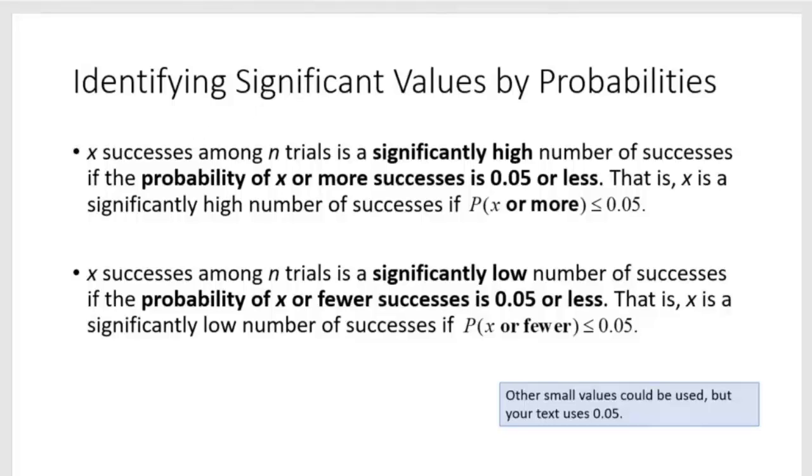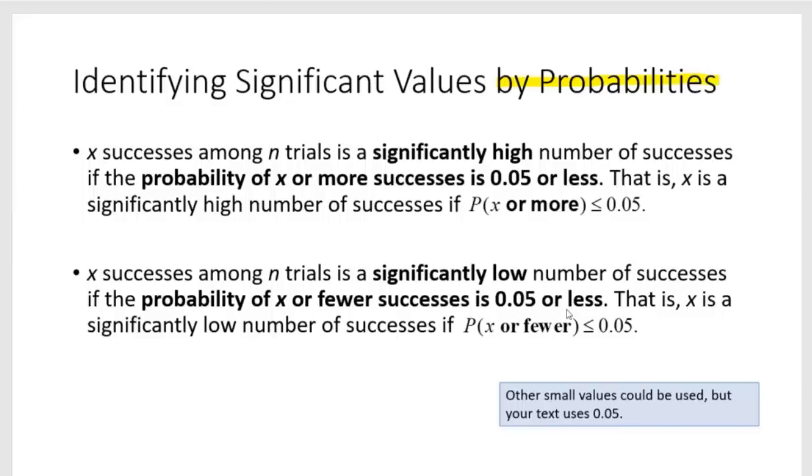You can also identify significant values by probabilities, okay? And we can say that however many successes, so maybe in this case 2 heads among our trials, is a significantly high number of successes if the probability of getting that many or more successes is 5% or less. So if the chances of it just happening is less than or equal to 5%, then we would say it's significantly high.